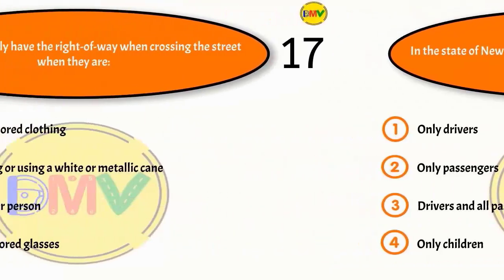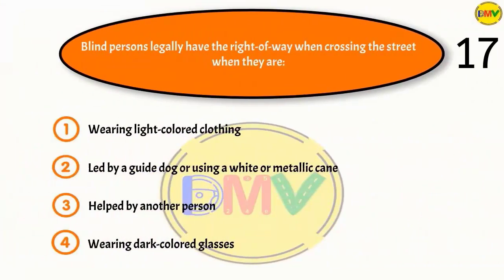The question 17. Blind persons legally have the right of way when crossing the street when they are 1. Wearing light-colored clothing. 2. Led by a guide dog or using a white or metallic cane. 3. Helped by another person. 4. Wearing dark-colored glasses.